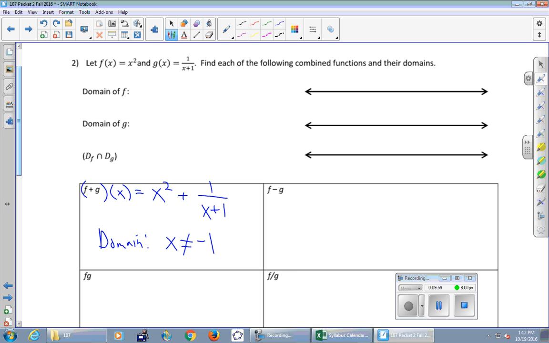Okay, if you can add two functions, I guess we could probably subtract them too. It's exactly the same thing, just get the order right. x squared was the first function, that was f, minus 1 over x plus 1. Domain here. x not equal to -1. Same exact reasons as before.